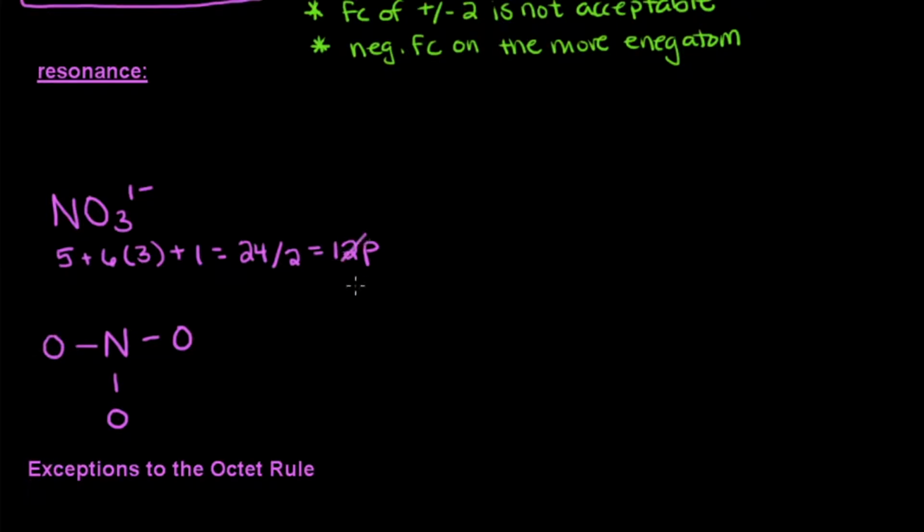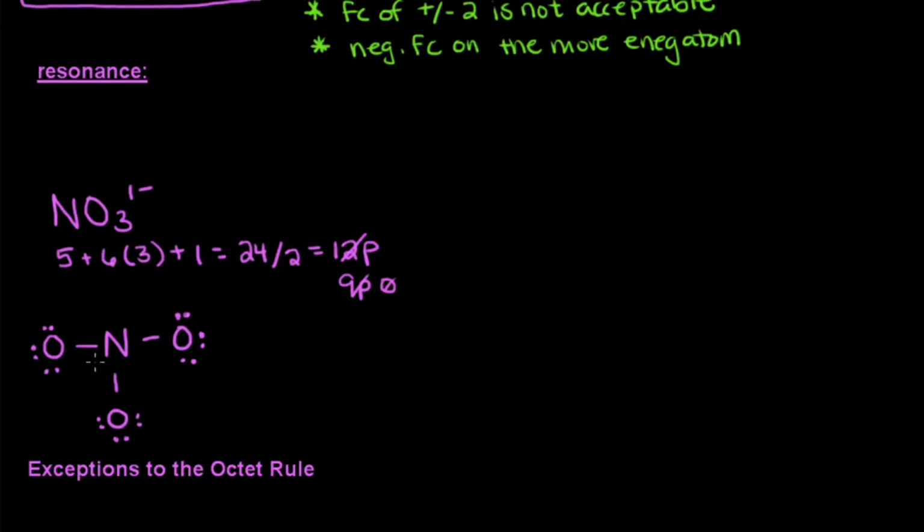Of my 12 pairs, I now have 9 pairs remaining. My rules say to put those remaining pairs on your terminal atoms first, on your oxygens. 1, 2, 3, 4, 5, 6, 7, 8, 9. I'm all out of pairs. Check to see that everybody's satisfied.